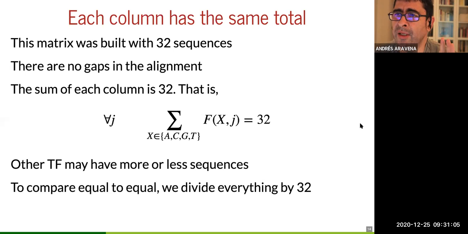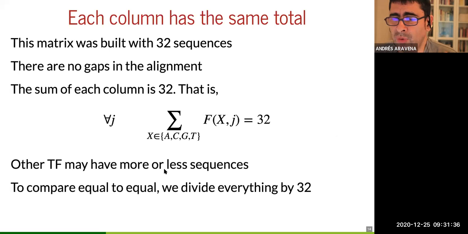In this case, the alignment is without gaps. And in general, people try to use sequences that don't have gaps. You try to do this with the part that is short, because essentially you expect the protein to bind to DNA without any folding. So you don't have space for a gap. So the sum of every column is 32.